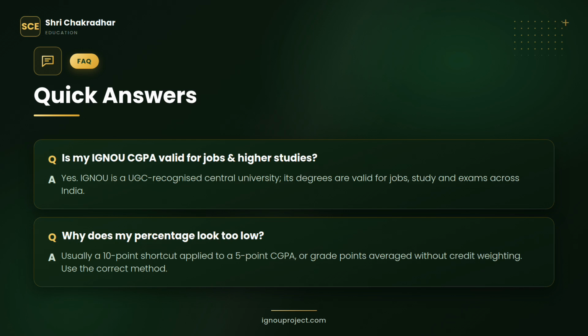Is my IGNOU degree and its CGPA valid for government jobs and higher studies? Yes. IGNOU is a central university recognized by the UGC, and its degrees are valid for jobs, higher education, and competitive exams across India. Your grade card and provisional certificate are your proof of performance. Why does my percentage look lower than I expected? Often because someone applied a 10-point shortcut to a 5-point CGPA or average grade points instead of weighting them by credits. Use the credit-weighted CGPA and the official formula, and your true number will make sense.